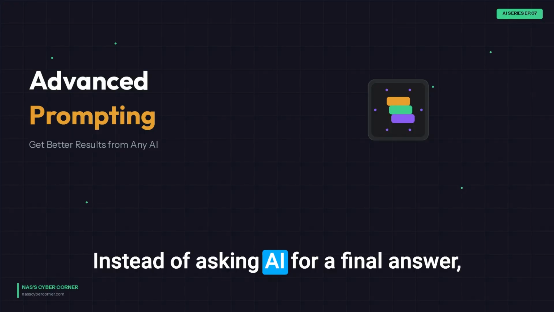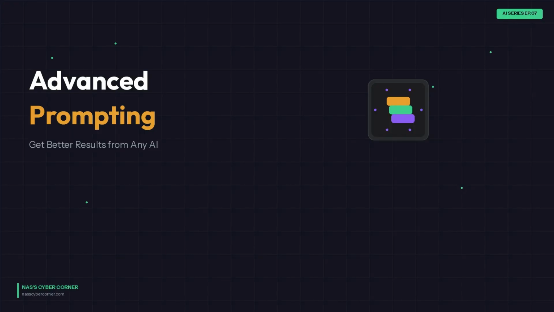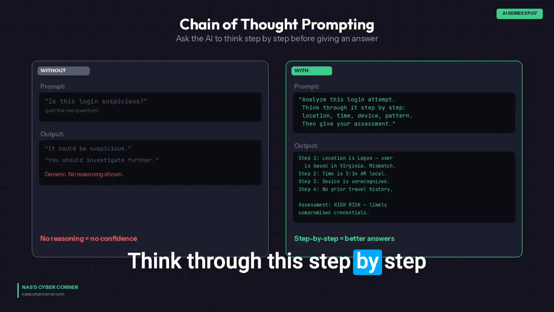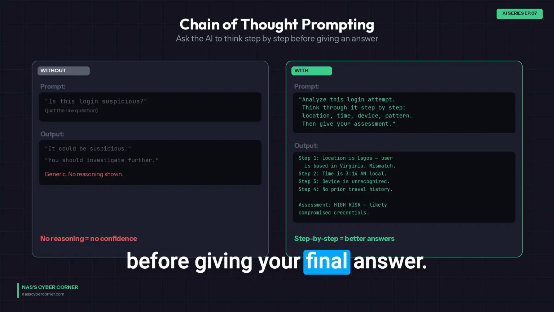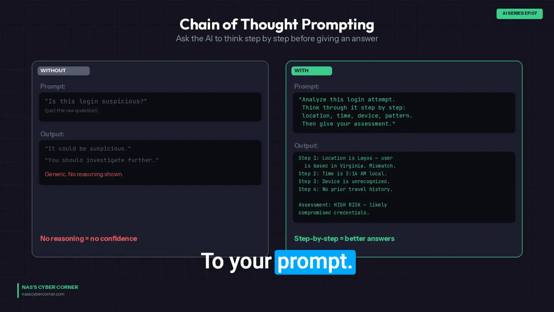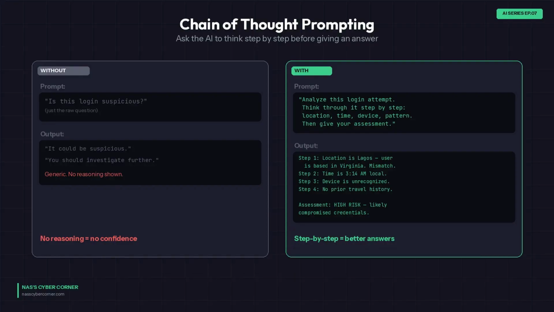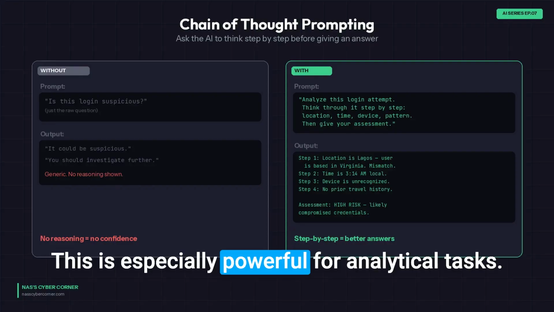Instead of asking AI for a final answer, ask it to think through the problem step by step. Think through this step by step before giving your final answer to your prompt. Or you could try, ask clarifying questions. This is especially powerful for analytical tasks.